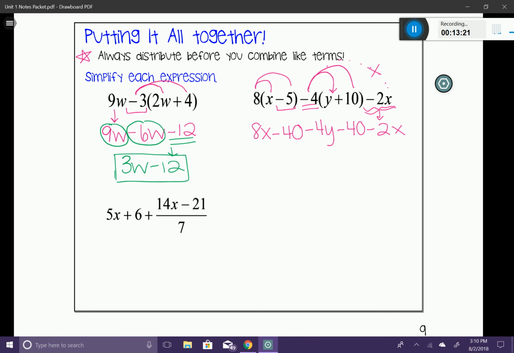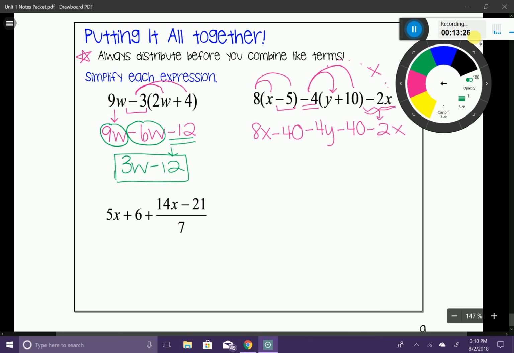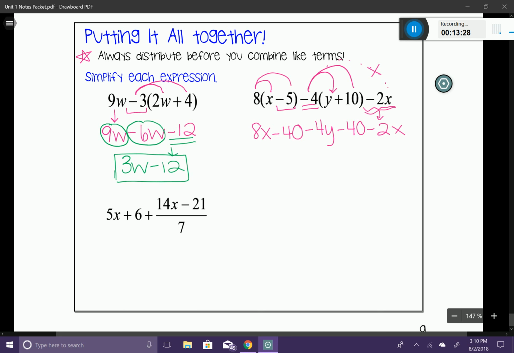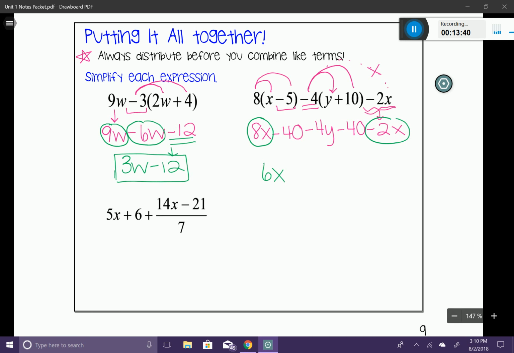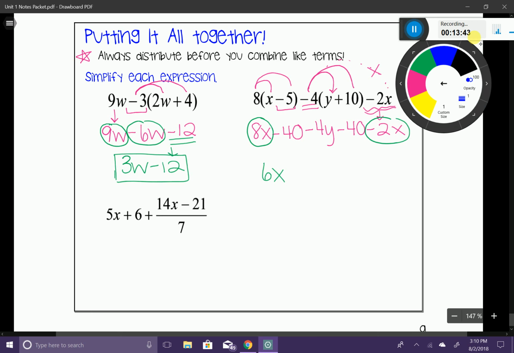All right, now let's go ahead and combine like terms. You just pick like terms that you see. And it looks like I have 8x and I have negative 2x. So I'm going to go ahead and combine them to give me 6x. It does not matter the order of the variables right now. We will discuss the order of the variables later on when we talk about polynomials.